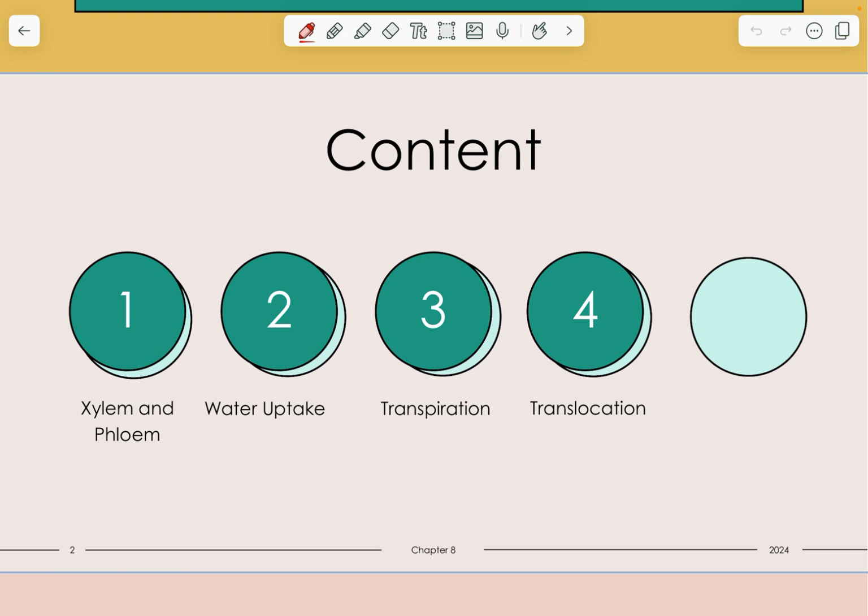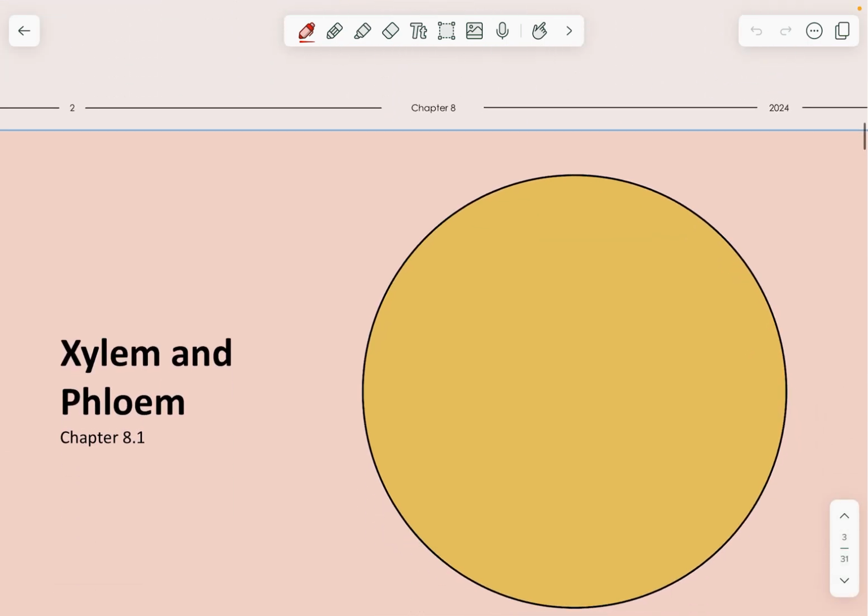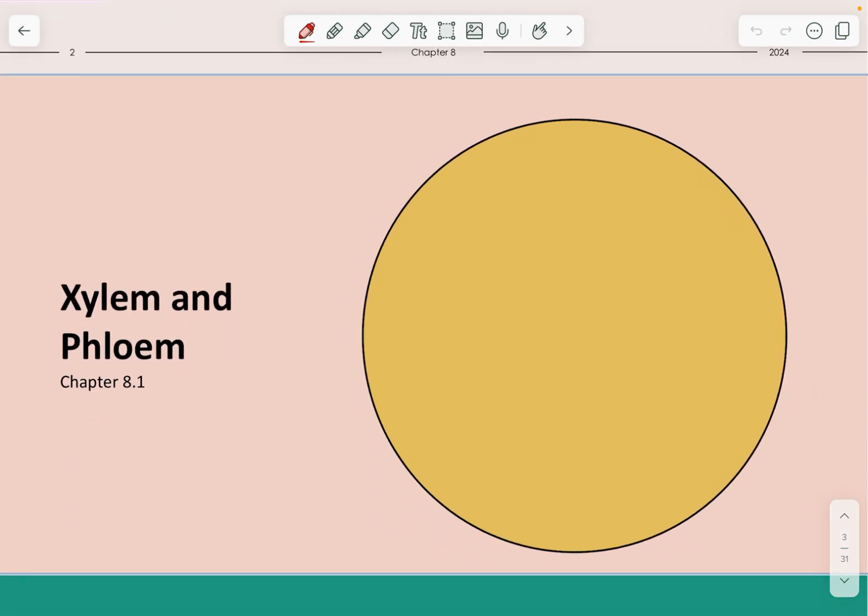But today in Chapter 8, we will learn more about how the plant actually works internally. It's the tissues that help to transport the essential nutrients that have been made after photosynthesis, and how the products are transported around the body. That's what we're going to find out today. So we have 4 sub-chapters today: the first one is Xylem and Phloem, then water uptake, transpiration, and lastly translocation. So first thing we'll go through is Xylem and Phloem.